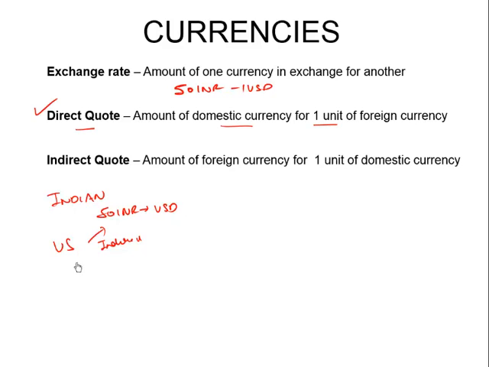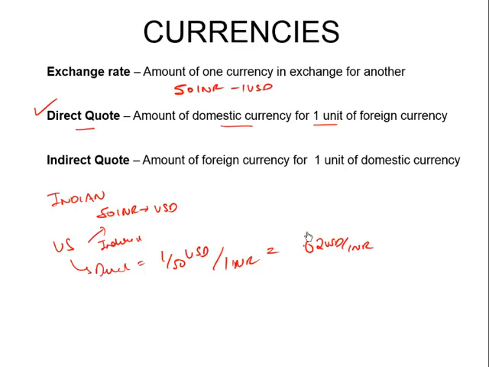For a US citizen, a direct quote would be 1 upon 50 USD for 1 INR, or 0.02 USD per INR. So this would be a direct quote for a US citizen and an indirect quote for an Indian citizen.